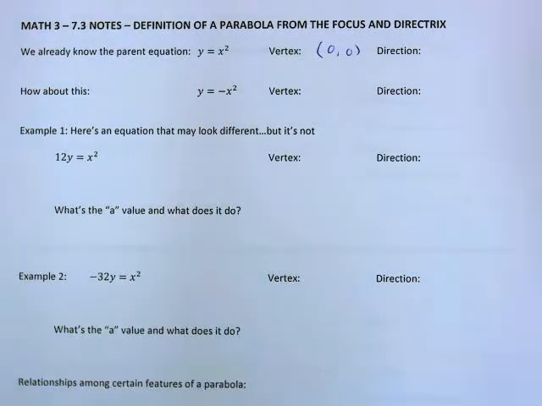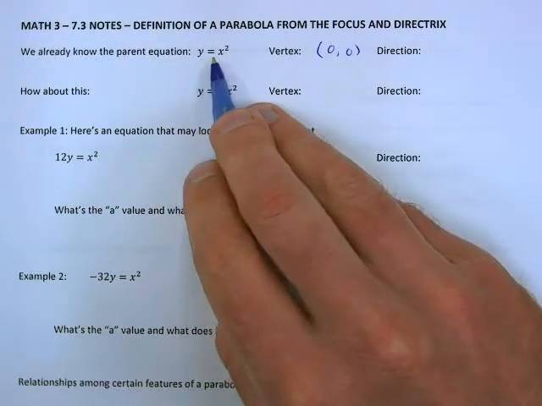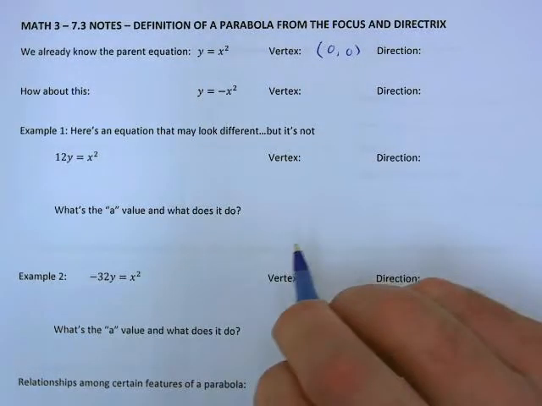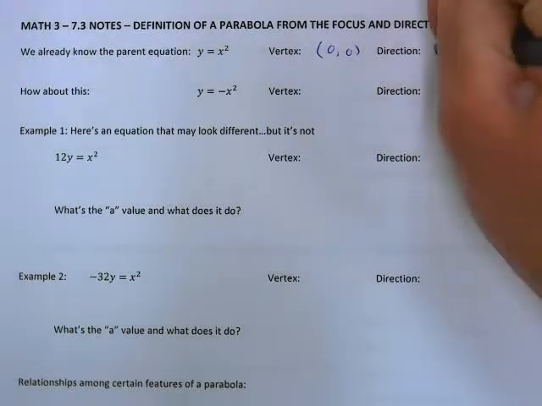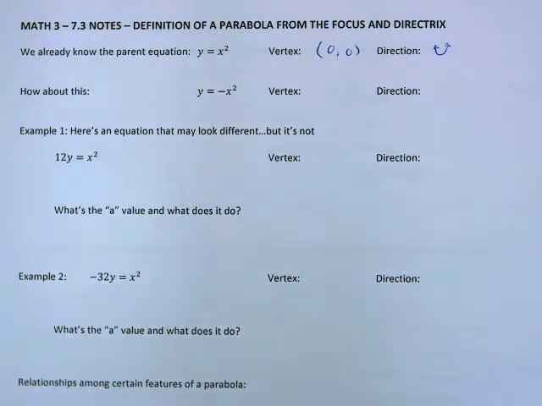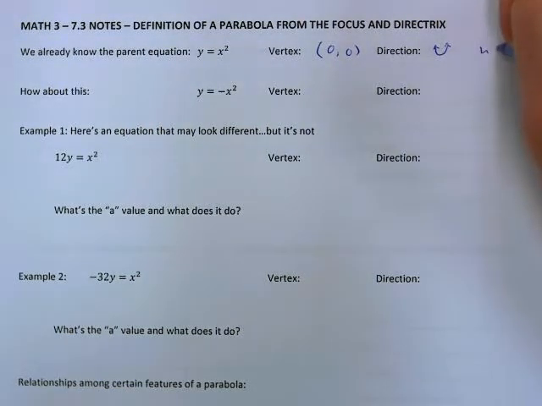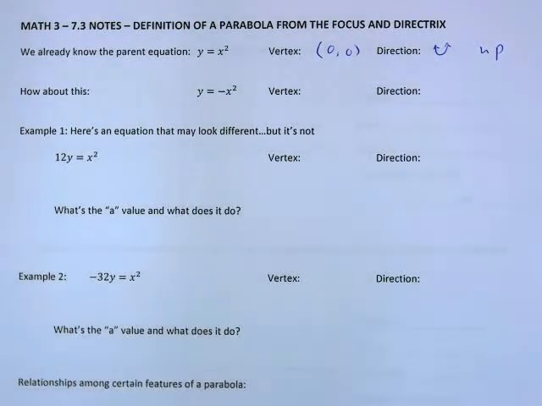And then what direction is this opening? Well, since this is y equals positive 1 x squared, then it's going to be opening up. It's going to look something like this if we drew it. Just a quick little sketch, which is opening up. Okay, pretty basic stuff. Let's go to the next one.